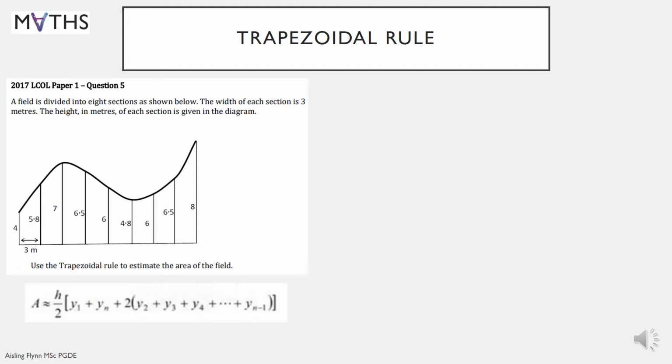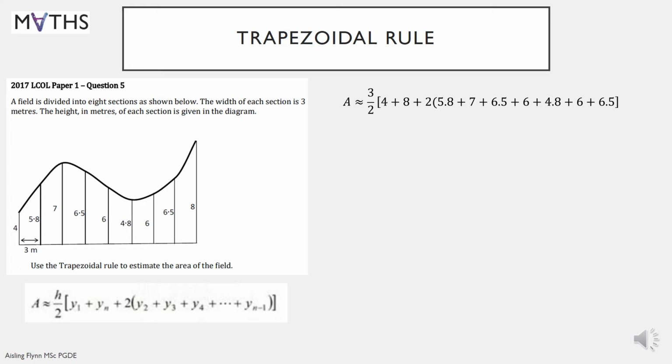So the first thing I always do is write down the formula at the top of the page. In addition, I would probably write h beside the number 3, y1 beside 4, yn beside the 8, and the other numbers. And then you substitute. So 3 goes in instead of h. We have the first plus the last, so that's 4 plus 8, plus 2 times the others. So all the other numbers get added after the 2. And then it's just a matter of calculating.